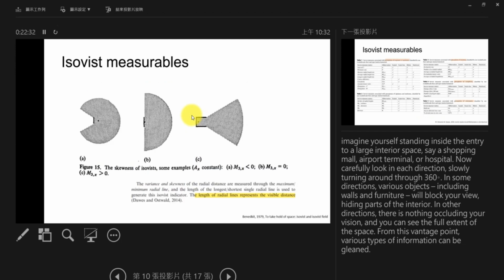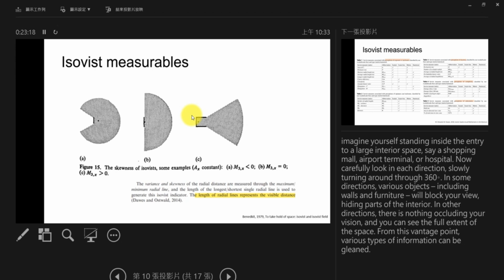And another interesting measure is skewness of isovist that you can imagine in this tree diagram. When you look at the right side of diagram A, you may imagine that there is a wall behind you, but the distance between the wall and you is relatively large dimension.